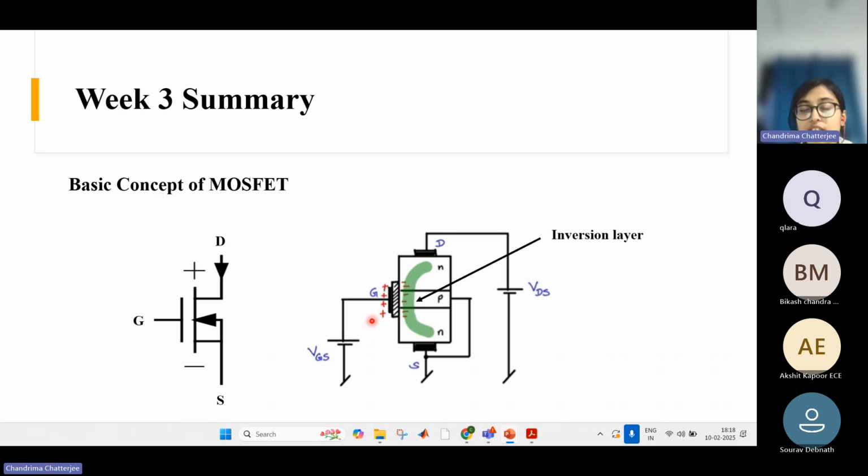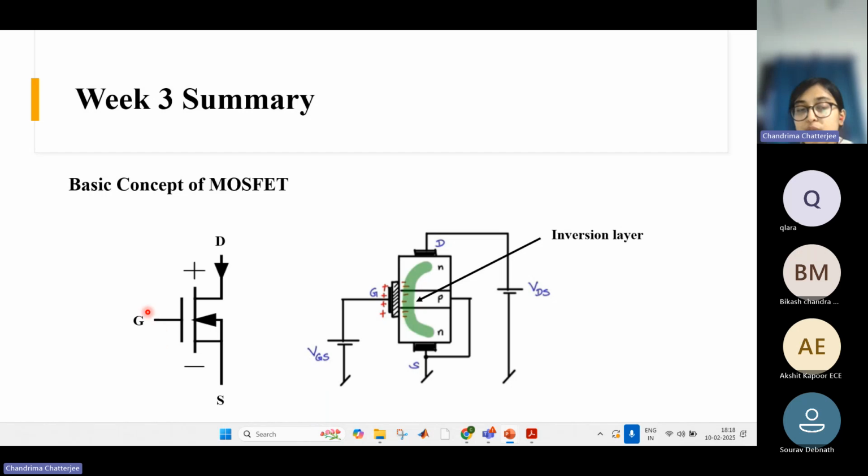Another difference from BJT is that we saw BJT is a current control device. Whenever we provide base current, BJT starts to conduct and becomes on, right? We need to provide some base current. But MOSFET is a voltage control device. Why? Because only if we provide a positive gate to source voltage will the MOSFET be able to conduct, or go to the on state. For the gate to source voltage, we have to provide a positive voltage.